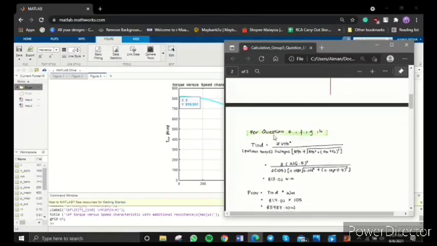When we calculate the T induced, we also get around 117 plus or minus this. So by doing the manual calculation and the simulation, we can know the value.